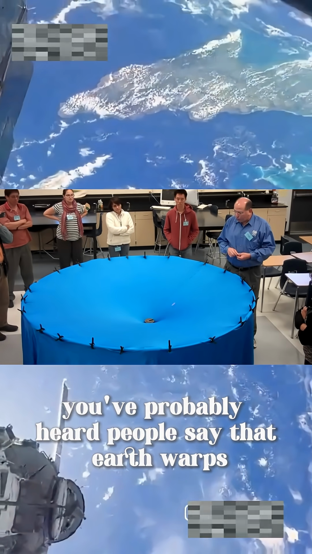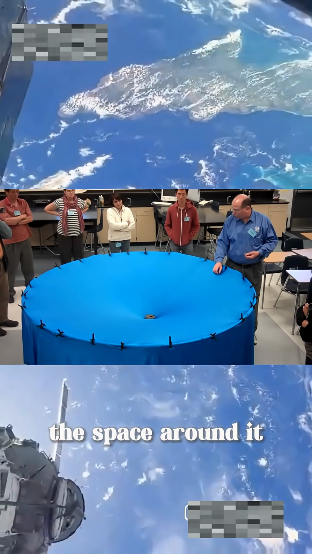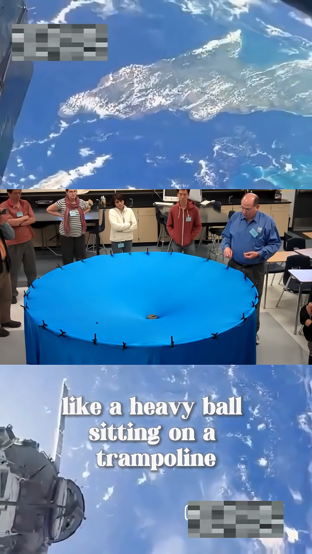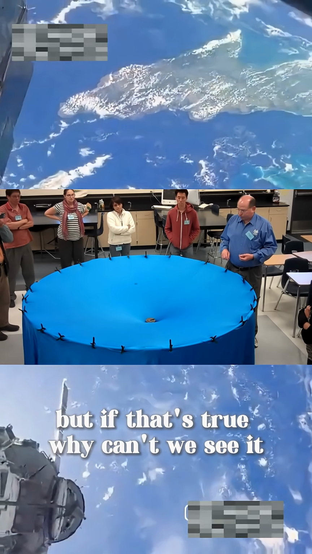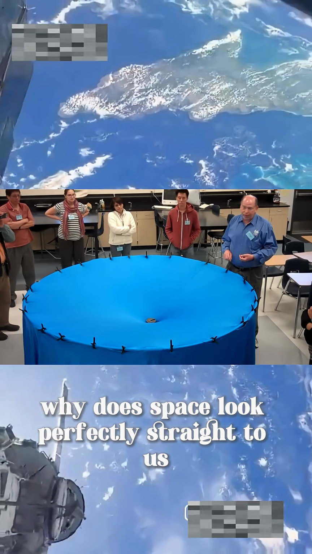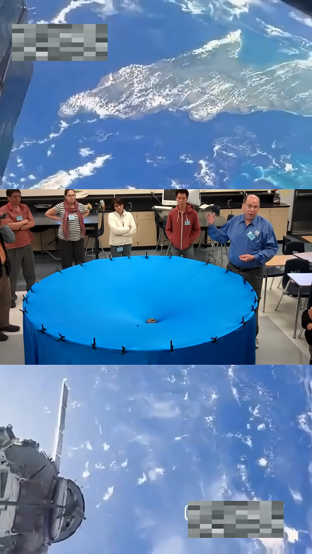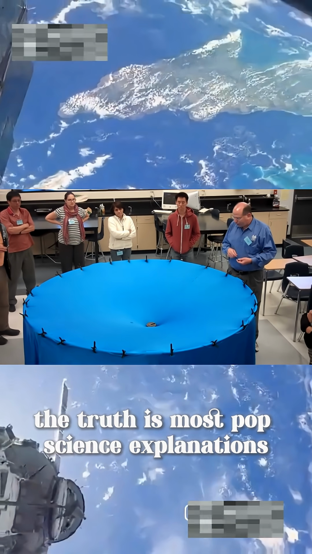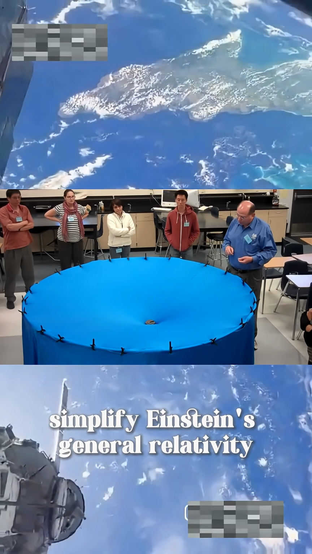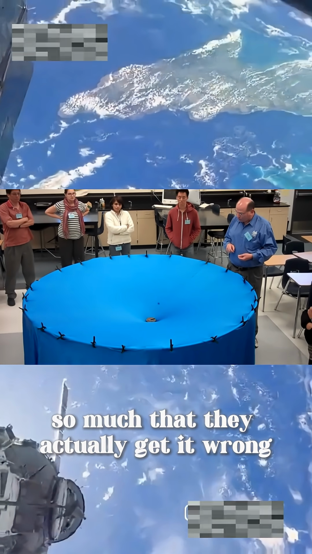You've probably heard people say that Earth warps the space around it, like a heavy ball sitting on a trampoline. But if that's true, why can't we see it? Why does space look perfectly straight to us? The truth is, most pop science explanations simplify Einstein's general relativity so much that they actually get it wrong.